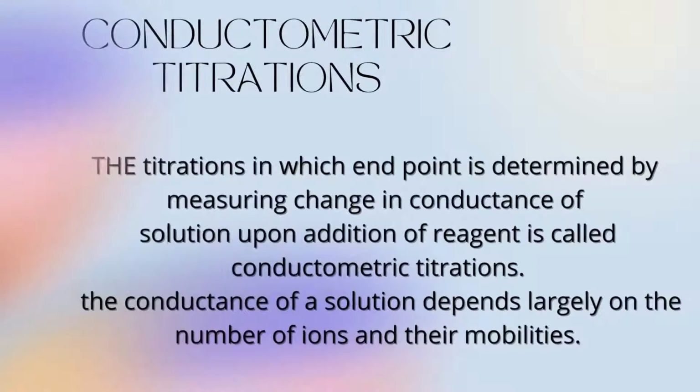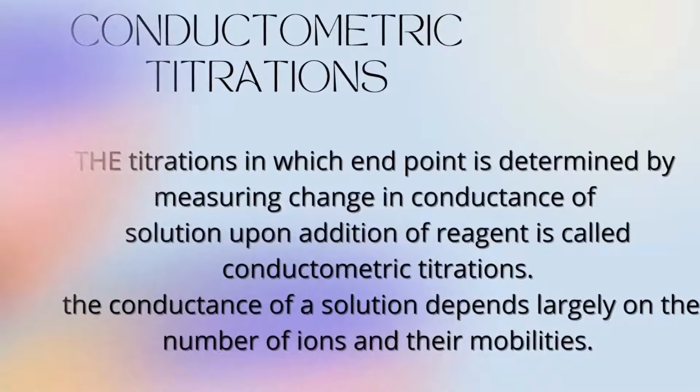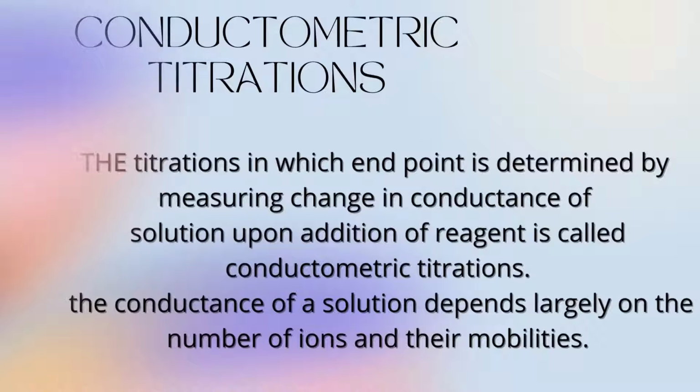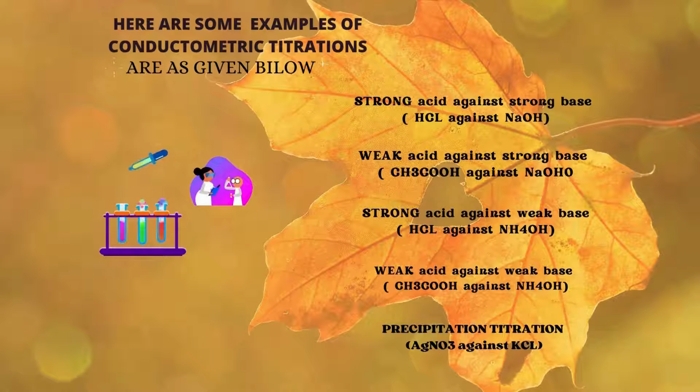So here is the definition of conductometric titration. The titration in which the endpoint is determined by measuring the change in conductance of the solution upon addition of a reagent is called conductometric titration. The conductance of a solution depends largely on the number of ions and their mobilities. Here are 5 examples of conductometric titration as given below.